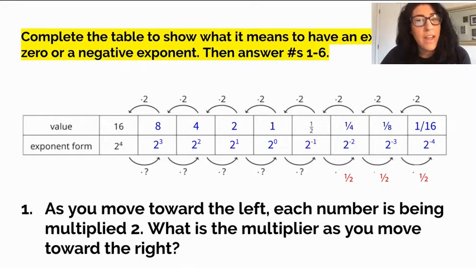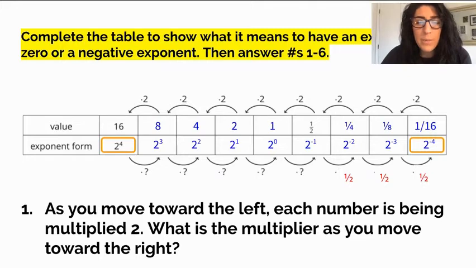So let's analyze the pattern before we answer the remaining questions. Let's look at 2 to the 4th and 2 to the negative 4th and their values. So 2 to the 4th is 16. 2 to the negative 4th is 1/16. This is familiar to some of our previous lessons. The only difference is in the previous videos that we looked at, the bases were all 10.